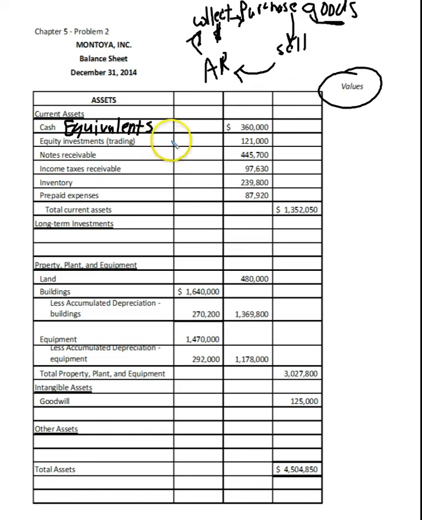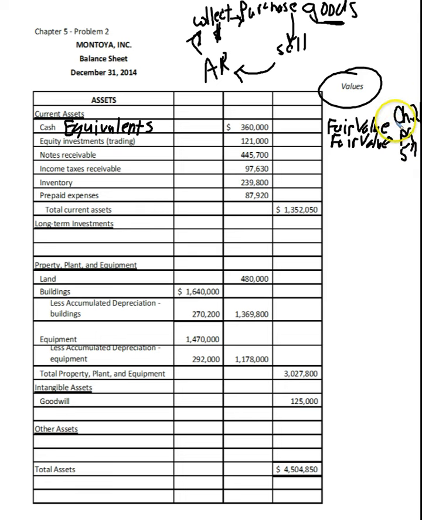Then we have other short-term investments, equity investments, and I want to point out that this concept of value, investments get reported at fair value for both of those. So fair value. So cash equivalents or these equity investments, those are going to be reported at their fair value. You may want to go back to Chapter 2 and review that concept. I think it's on page 57.